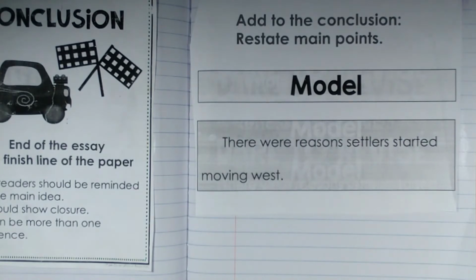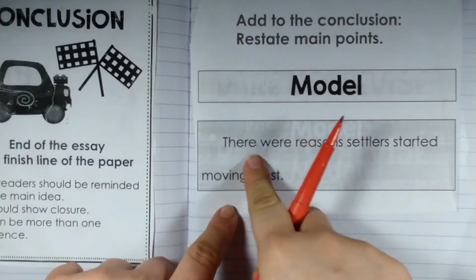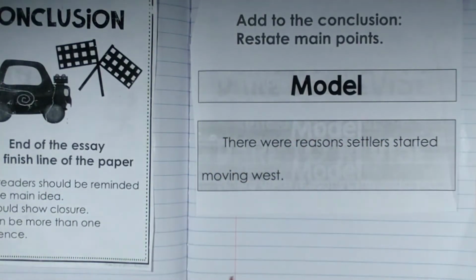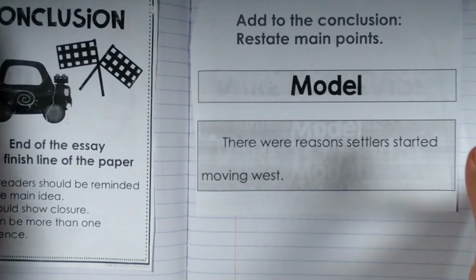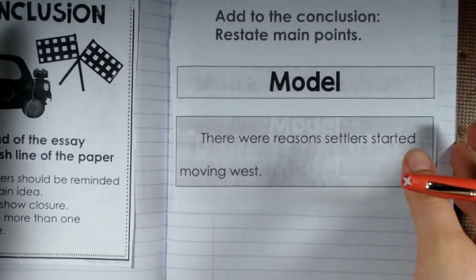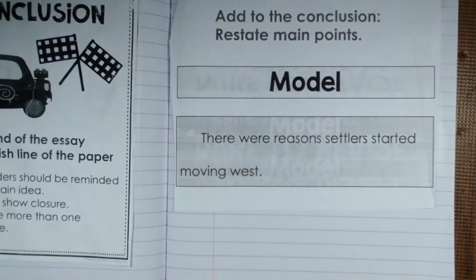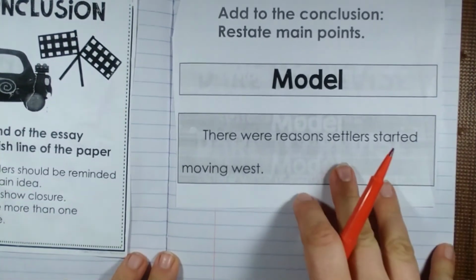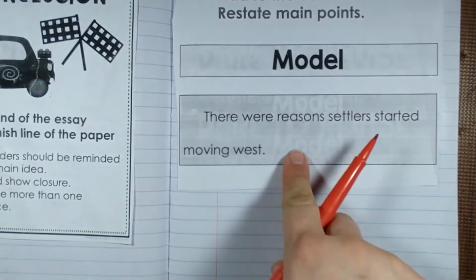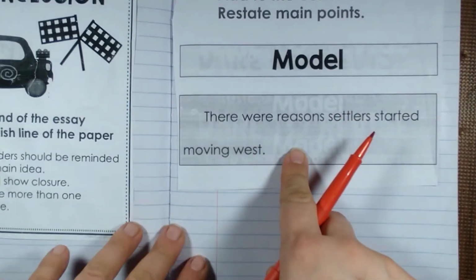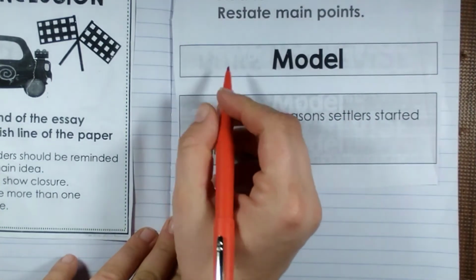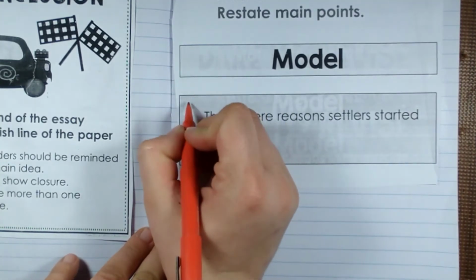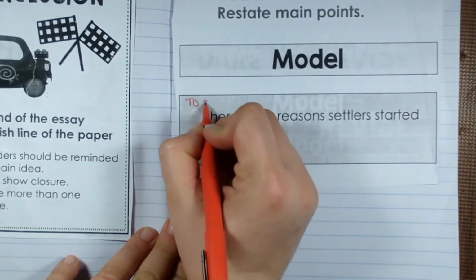So this is what I would write if I was adding to my conclusion. There were reasons settlers started moving west. That is my main idea of my paper. My entire essay is about why people moved west and manifest destiny. So I don't want to just end my paper with one sentence. That's boring. First of all, I want to start with a transition word. So I'm going to do, to sum it up.